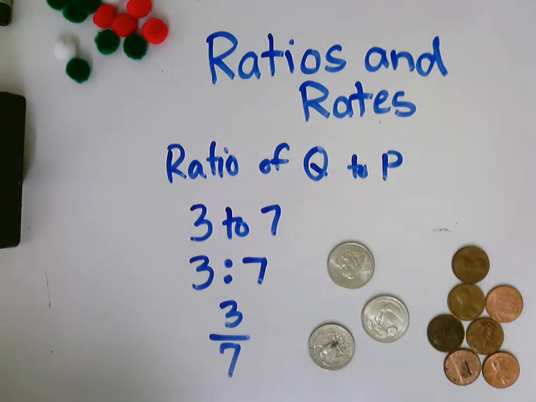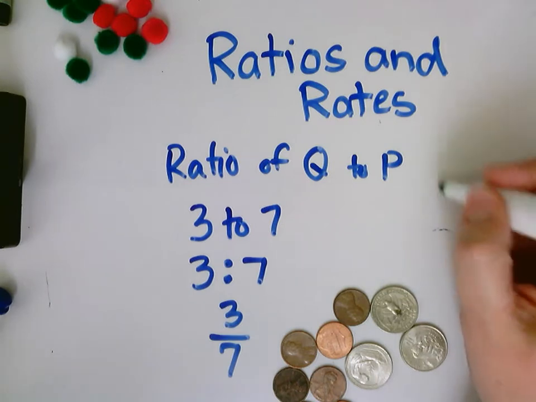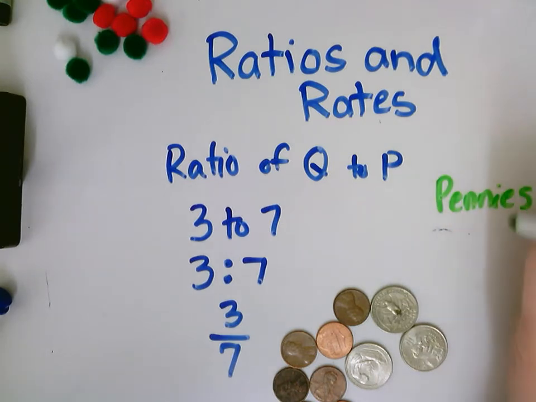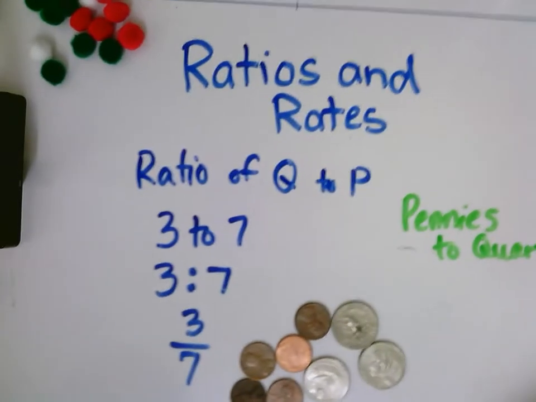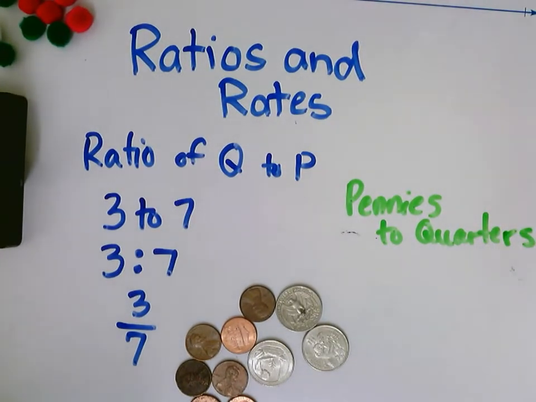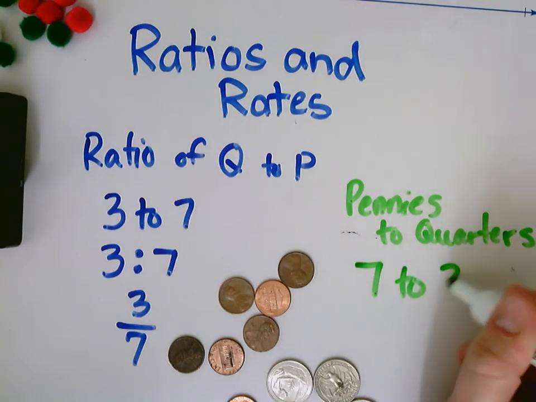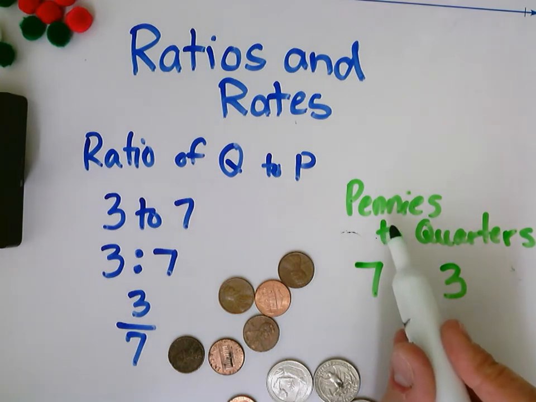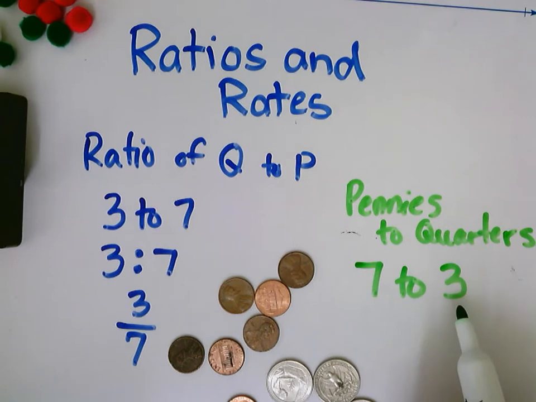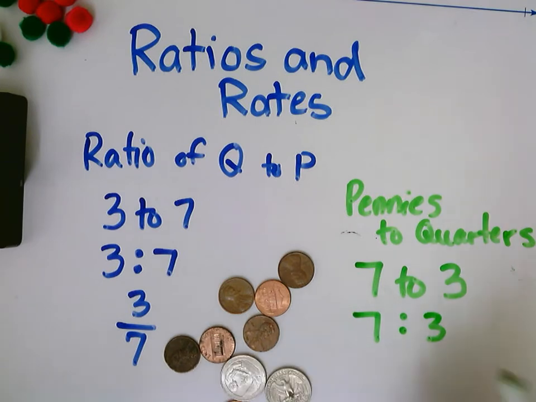What do you think my ratio of pennies to quarters would be? Oops, it'd be good if you could see what I was writing. Pennies to quarters. Well, in that case, I would need to put my pennies first. And again, I have 7 pennies, so I'd write that as 7 to 3 because pennies is first in my word ratio. Pennies is going to be first in my number ratio. 7 to 3, 7 colon 3, or 7 to 3 as a fraction.